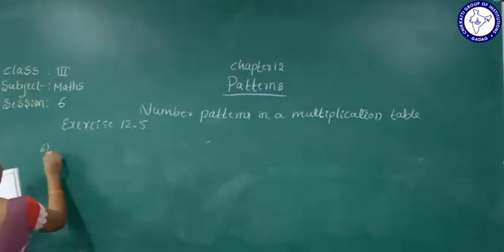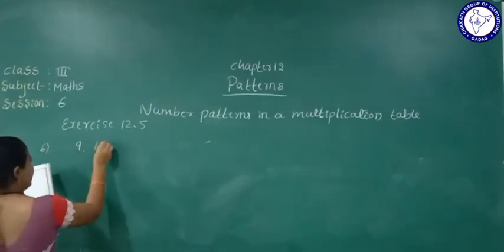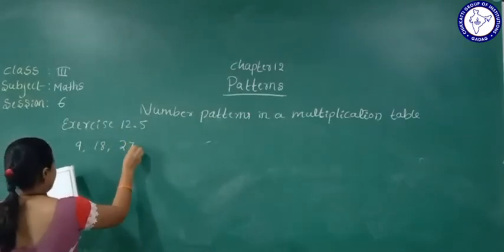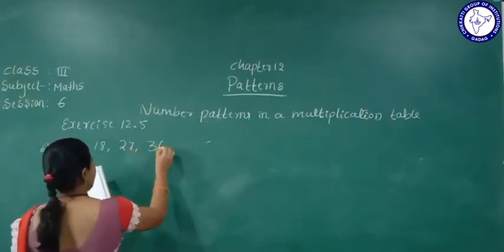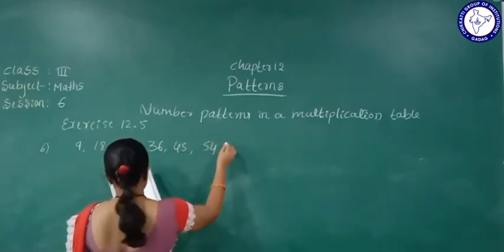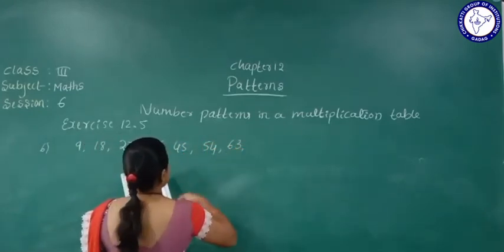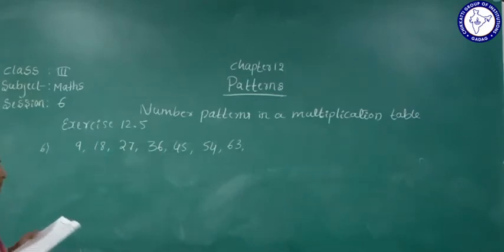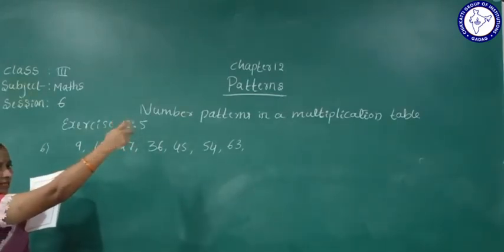Sixth one, 9, 18, 27. This is a 9 table. Yes, 45, 54, then 63. Yes, so we can see here. So, continuing, you can continue that 9 table.